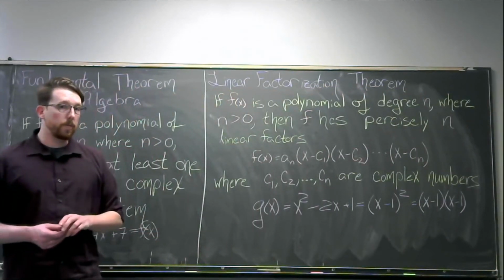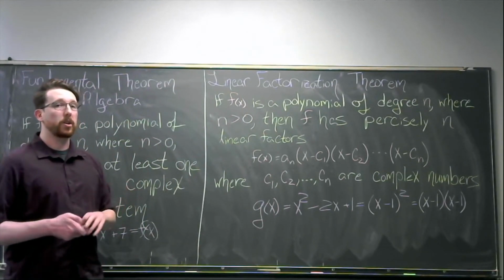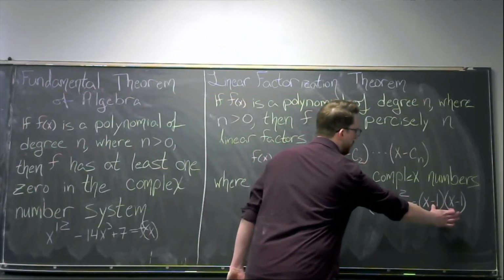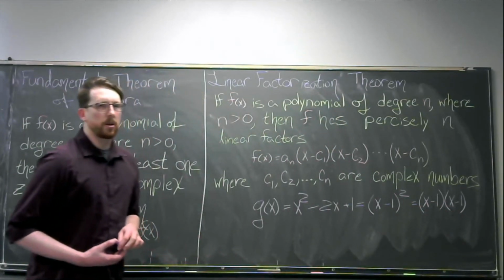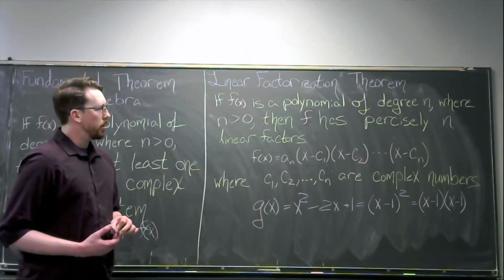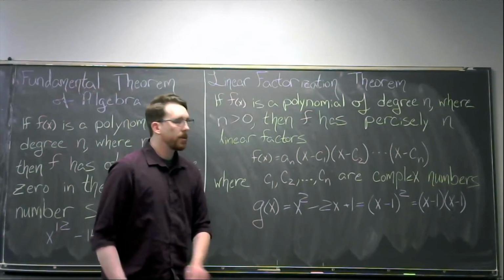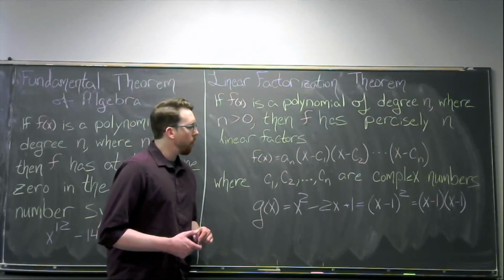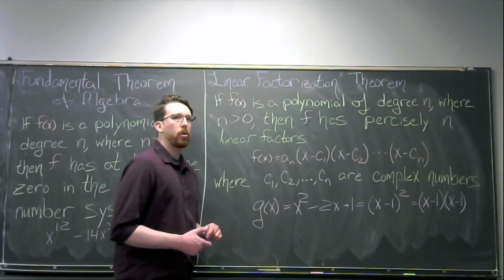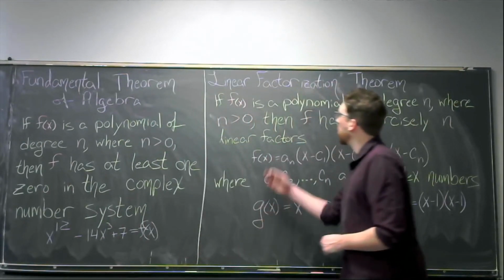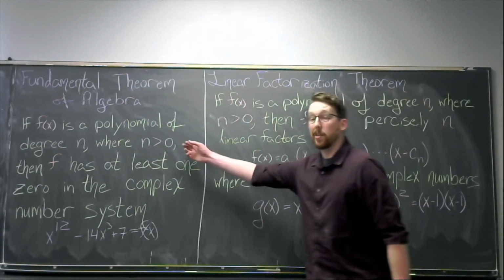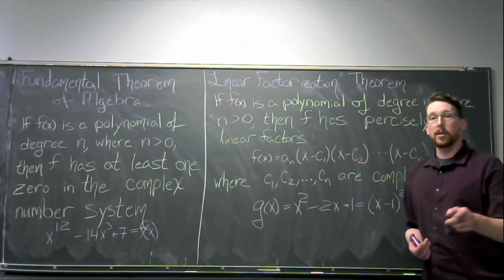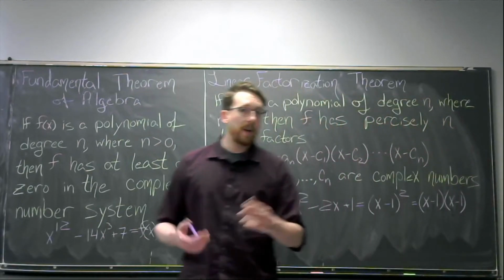Now before I let y'all go, I want to make an observation here. These linear factors are written in terms of the zeros of your function. This g of x is only 0 when x is equal to 1. So somehow, this theorem and this theorem are related. We're going to look into that next class. Having said that, have a good one, everybody.